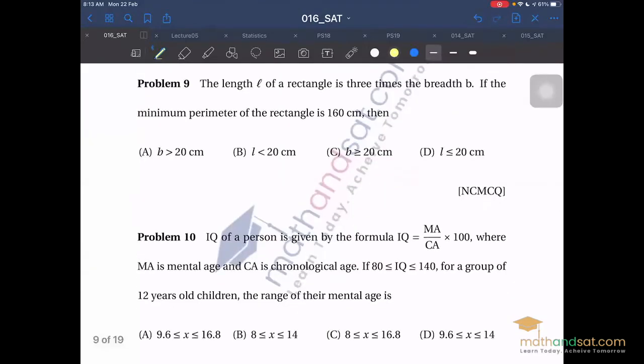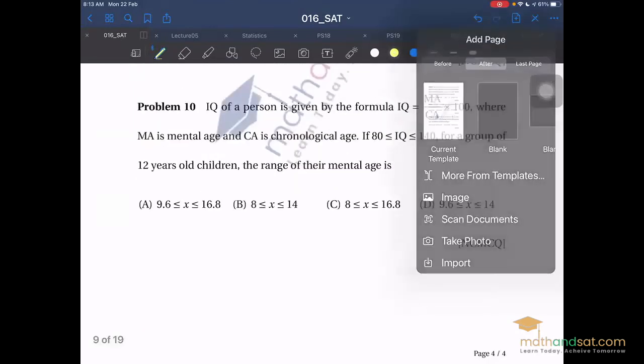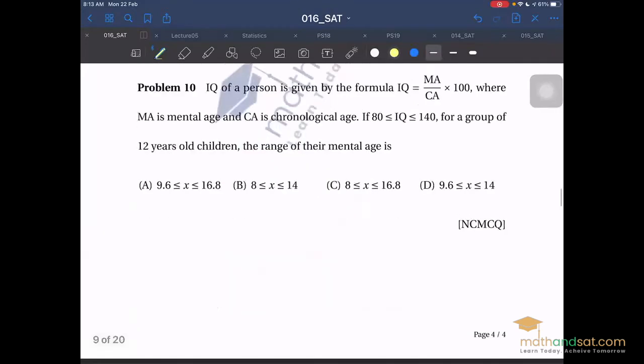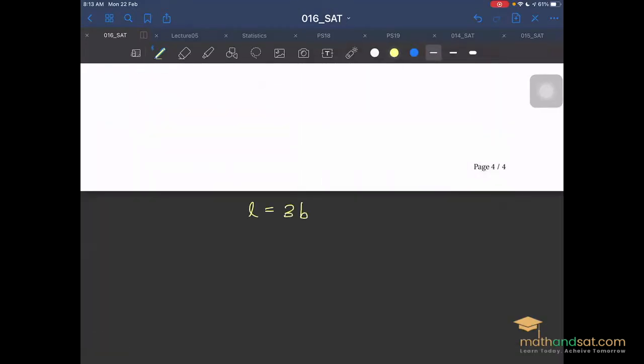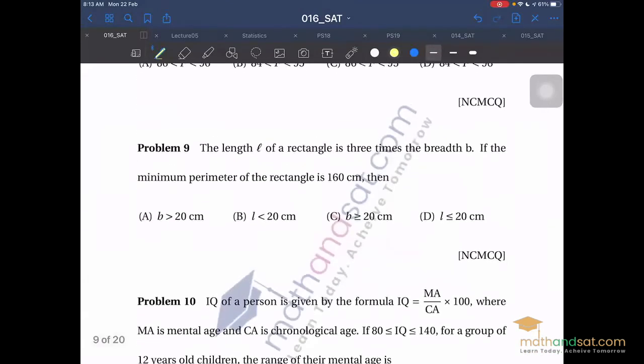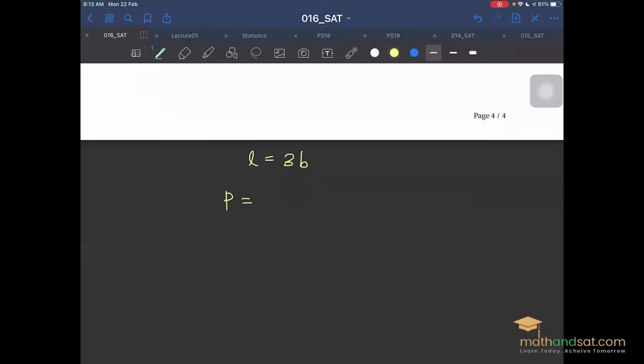The length L of a rectangle is 3 times the breadth B. If the minimum perimeter of the rectangle is 160, then. All right. So length of a rectangle is 3 times the breadth. Everyone, please read the question once again. So we have L is equal to 3B. If the minimum perimeter of the rectangle is 160, our perimeter P is going to be 2 times length plus breadth.